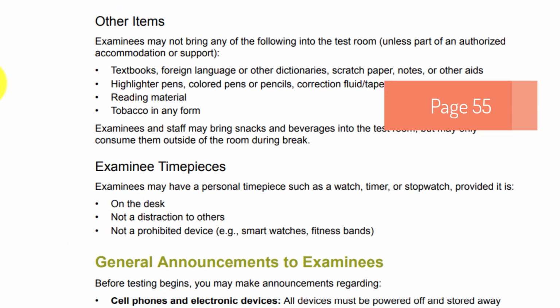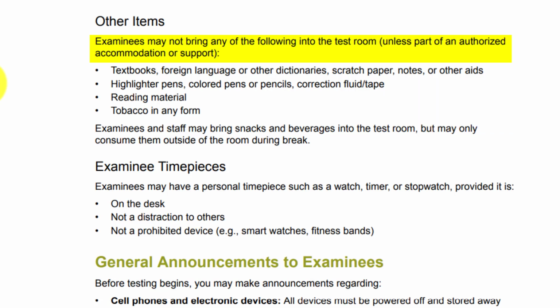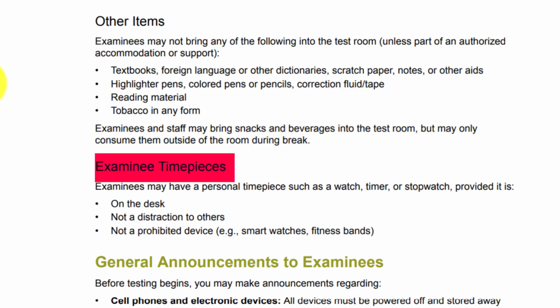On page 55, they talk about other items. Examinees may not bring any of the following into the test room unless part of an authorized accommodation or support: textbooks, foreign language or other dictionaries, scratch paper, notes, or other aids, highlighter pens, colored pens or pencils, correction fluid tape, reading material, tobacco in any form. Examinees and staff may bring snacks and beverages into the test room, but may only consume them outside of the room during break.